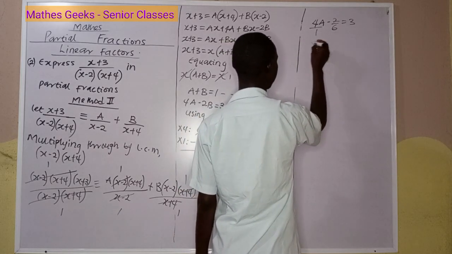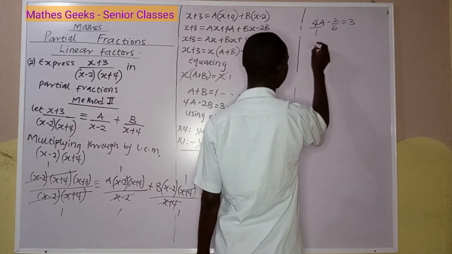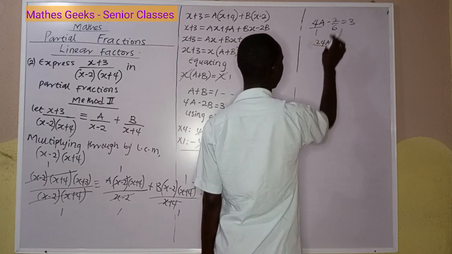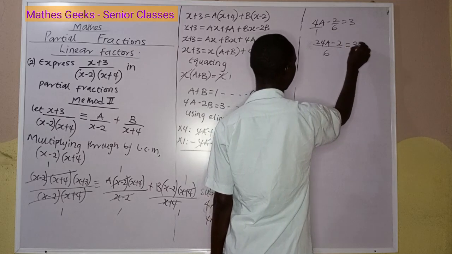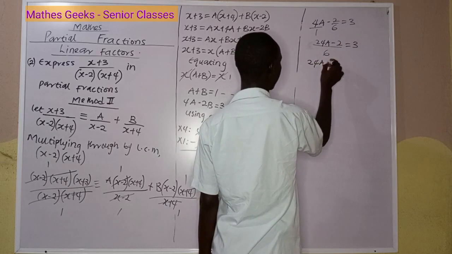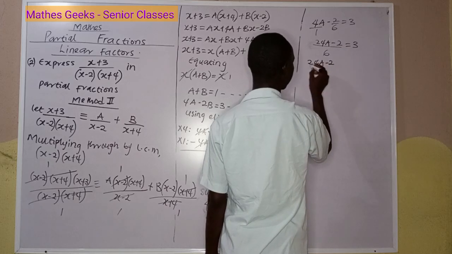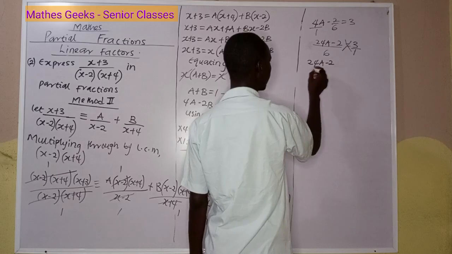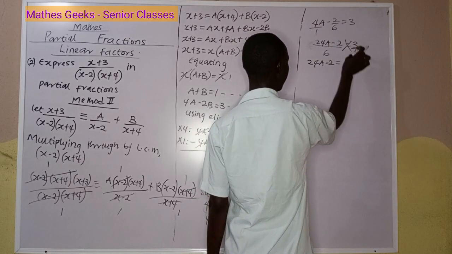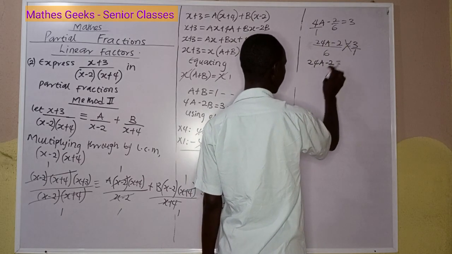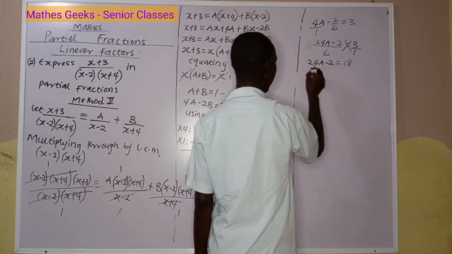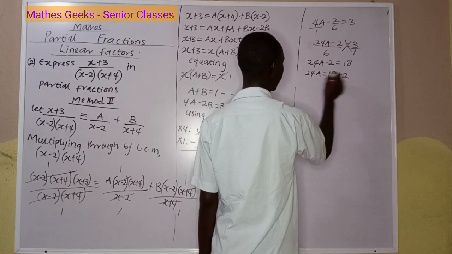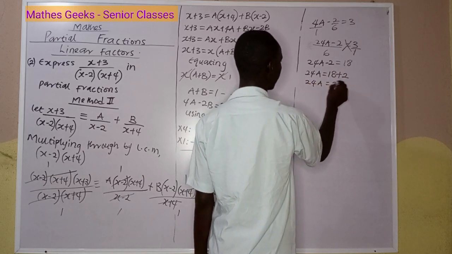So the LCM of 1 and 6 is 6. 6 into 1 is 6. 6 times 4a, 24a. 6 into 6 is 1. 1 times 2 minus 2. So 24a minus 2, over 1. So I cross multiply. 24a minus 2 is equal to this part. 1 multiplied by everything here will give us the same result. And 6 times 3 is 18. So collect like terms. 24a is equals to 18 plus 2.